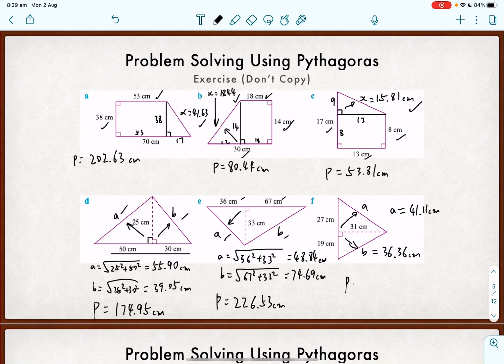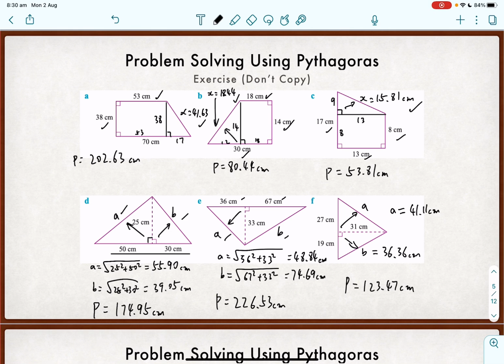Okay, the perimeter, just add them all together. 41.11 plus 36.36 plus 27 plus 19. You're probably wondering why I don't add the middle one? Well, that's inside, so you don't add the inside, you add the outside. Okay, that's the perimeter. So it's 123.47 centimeters. Okay, too easy.